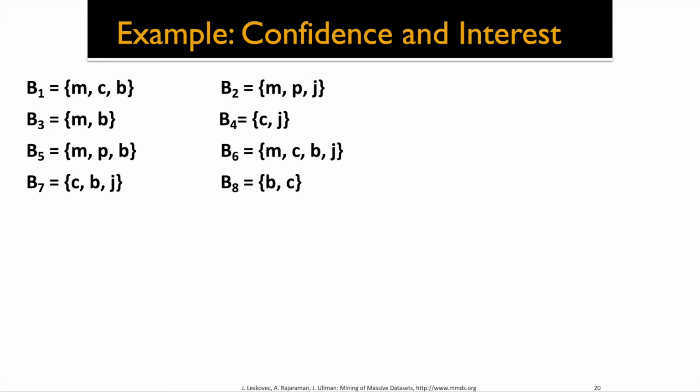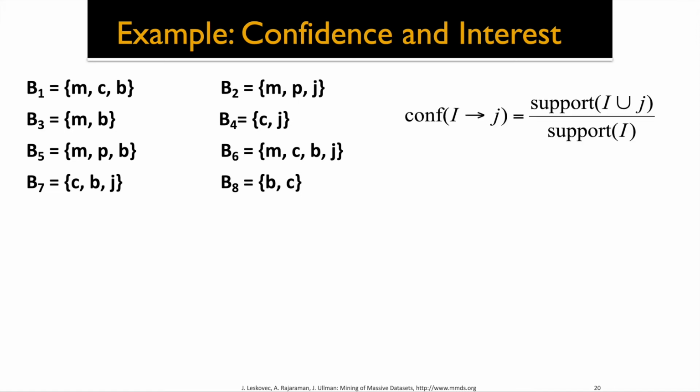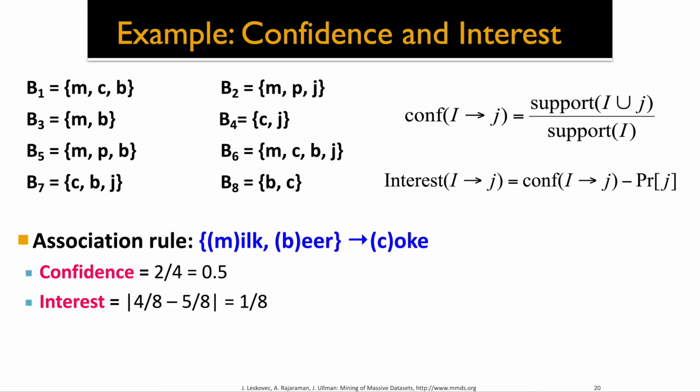Again, we look at these 8 different transactions or baskets. We have our confidence metric and we have our interest metric. And we can evaluate this association rule that purchasing milk and beer together implies that we'll also buy Coca-Cola. If we look at the confidence, we can see that there are 4 different transactions that include milk and beer: basket 1, basket 3, basket 5, and basket 6. And in 2 of those, we also have included Coke. That's basket 1 and basket 6. So that tells us the confidence is 0.5.